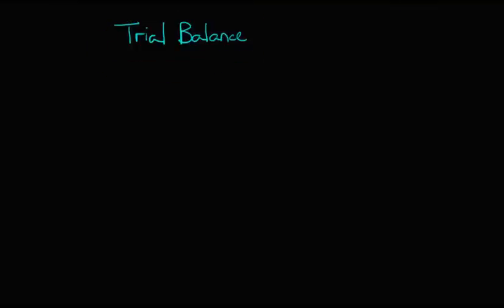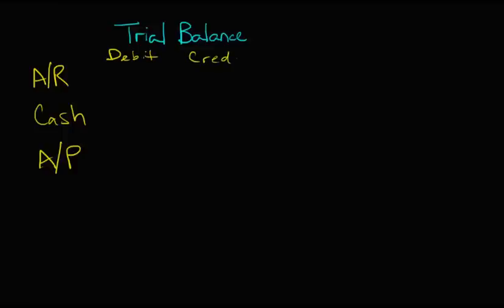So a trial balance, we're basically taking a list of accounts. So accounts receivable, cash, accounts payable, all the different accounts that we have. We're making a list of these, right? And we're going to list them by debit and credit. We're going to have two columns. And then, so accounts receivable, it's an asset. It's going to have a debit balance, whatever that balance is, as of a specific date.